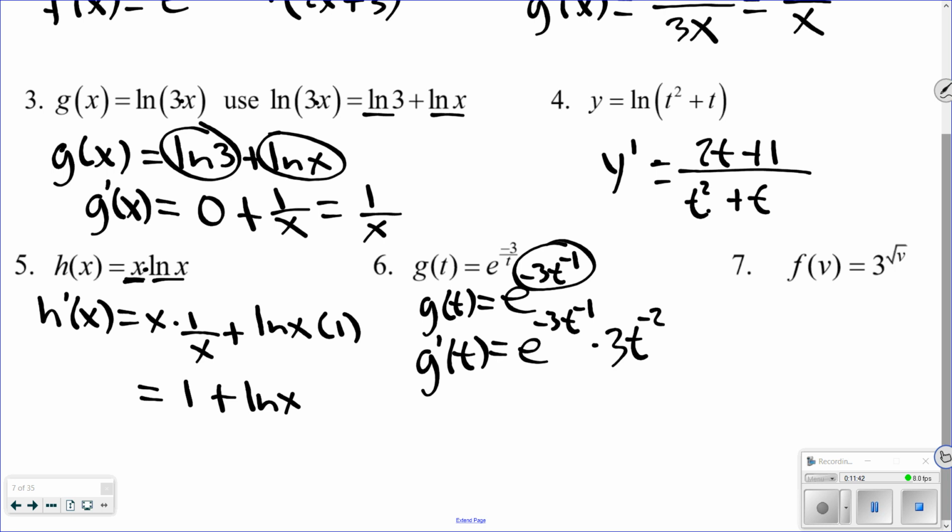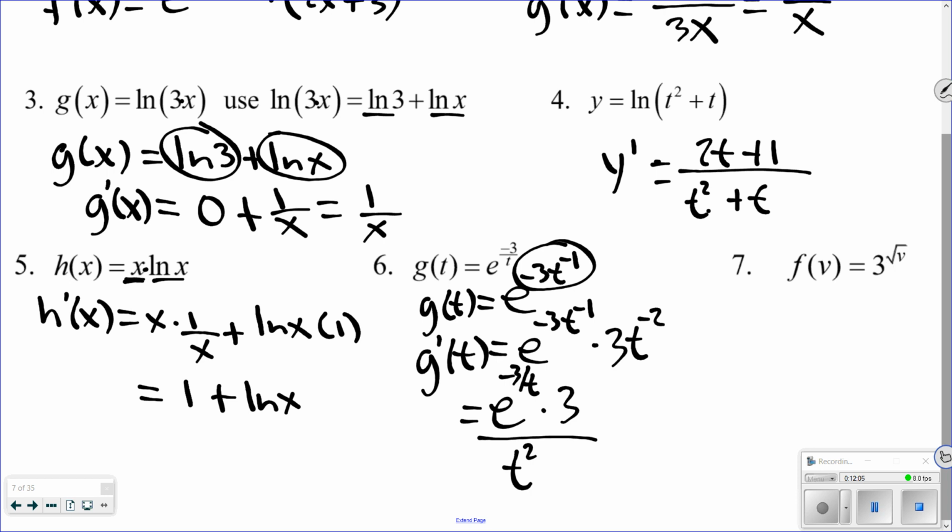Now we could do a little bit of simplifying here. Like if this were free response, I would just stop. But if it's multiple choice, I'll probably simplify it. So I'm going to rewrite it as being e to the negative 3 over t. And then I've got times 3. And I'm going to move the t to the negative 2 down to the bottom. I guess you could put the 3 out in front if you wanted. Anyway, that's probably about as far as we can simplify that one.